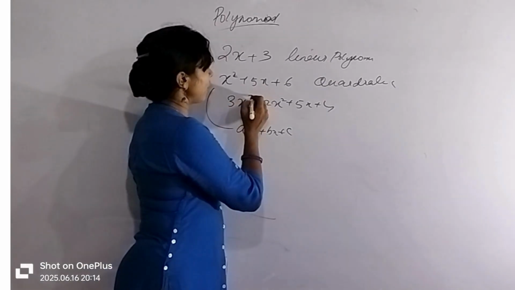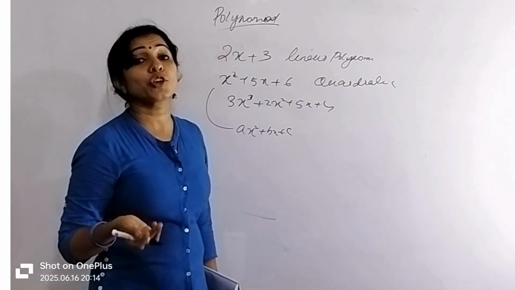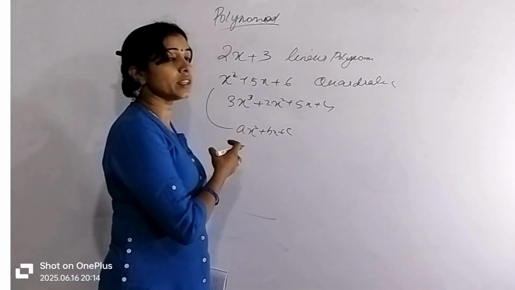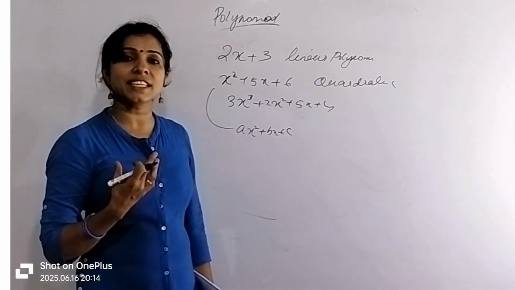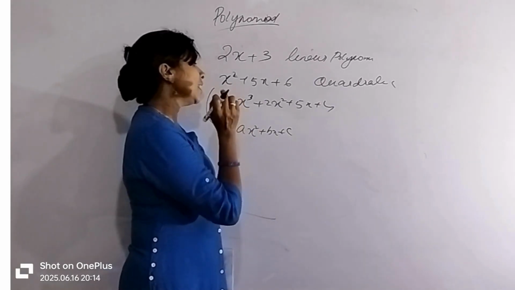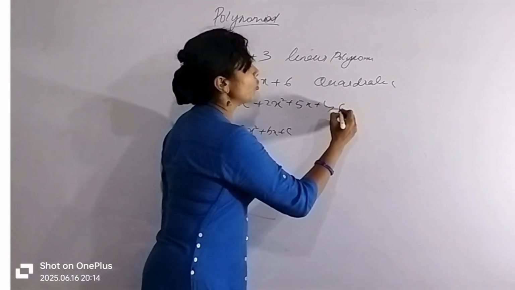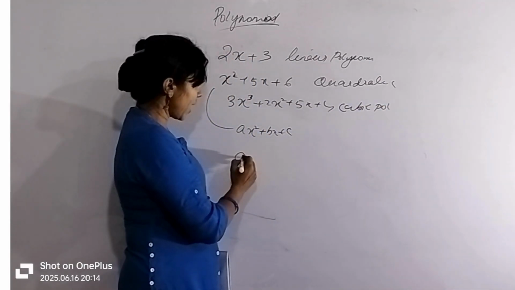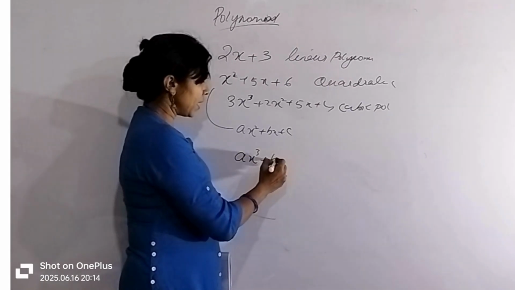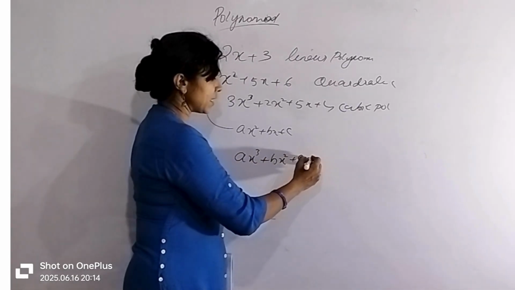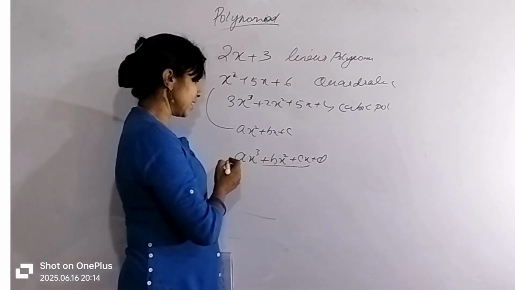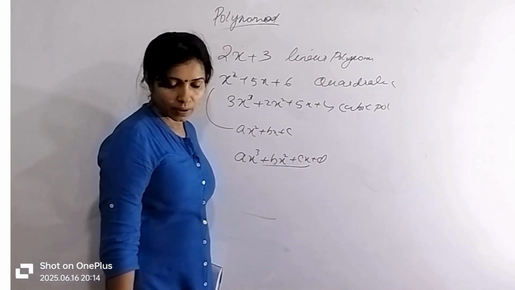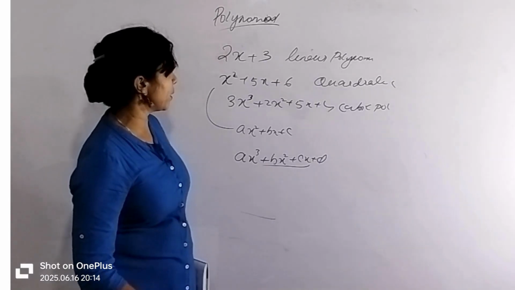Then again, here the power is 3. So we can call it a cubic polynomial. Here the degree is 3. Not power, the degree. Always we should say degree, not the power. So here the degree is 3, so we can call it a cubic polynomial. The basic form is ax cube plus bx square plus cx plus d. Just listen here, the degree is decreasing by 1. So we know the types of polynomial now.